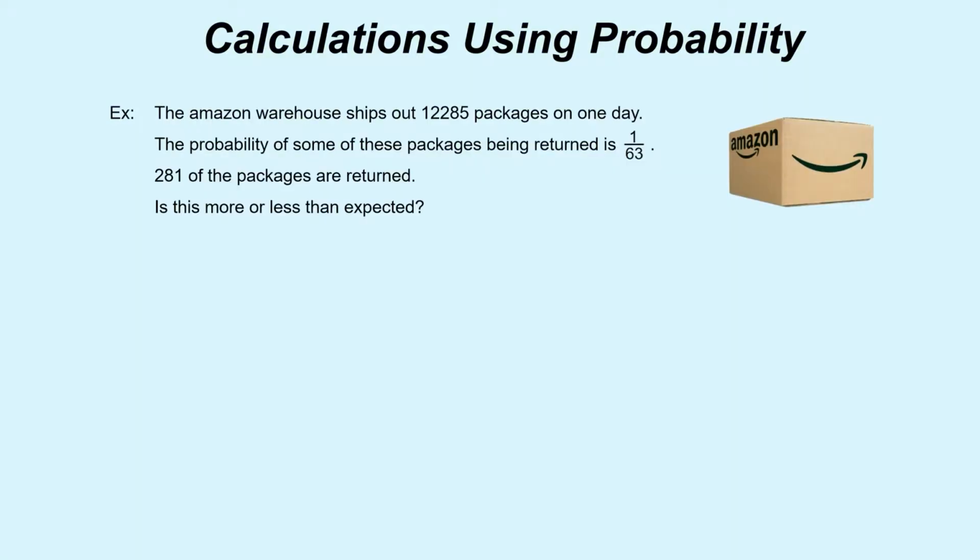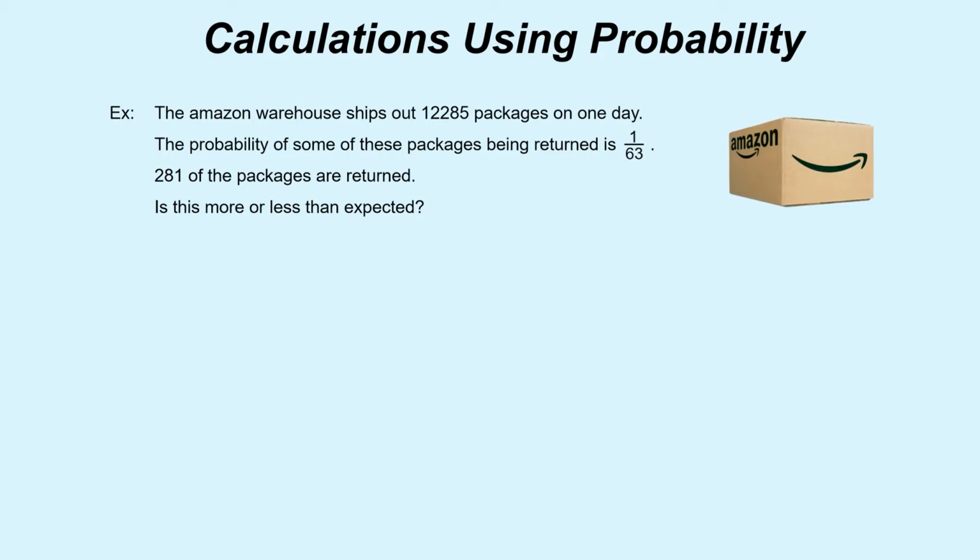Okay, next one, a little bit more involved, this one. So Amazon warehouse ships out 12,285 packages on one day. The probability of some of those packages being returned is 1 out of 63, or 1/63rd, and 281 of the packages are actually returned. Is this more or less than expected? So it's asking you to do the same thing. It's asking you to calculate what should be returned, what they would expect to be returned, but they're then telling you how much was actually returned and asking you to compare that value.